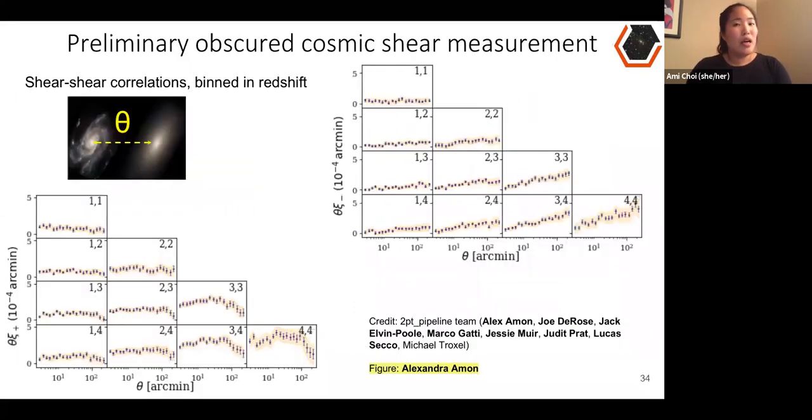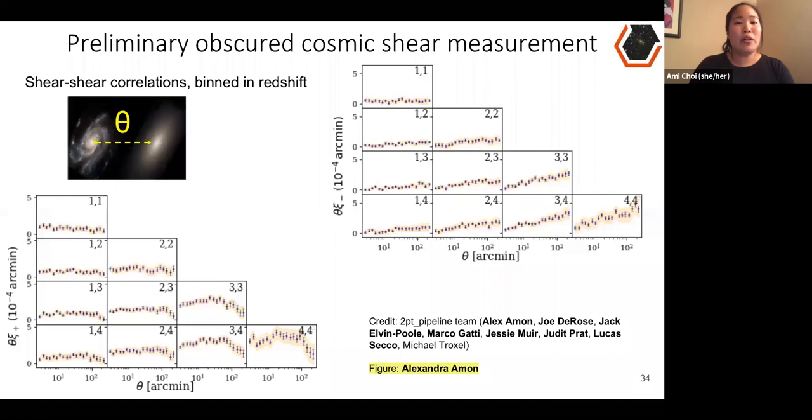We can also look at preliminary blinded cosmic shear measurements. And you'll hear a little bit more about this in Alex Amon's talk. But I'll just quickly say here, there's measurements for the blinded catalog, and also this is doubly blinded in the sense that the data vector also has another blinding parameter applied to it.